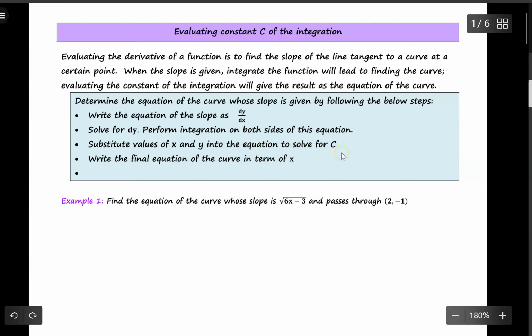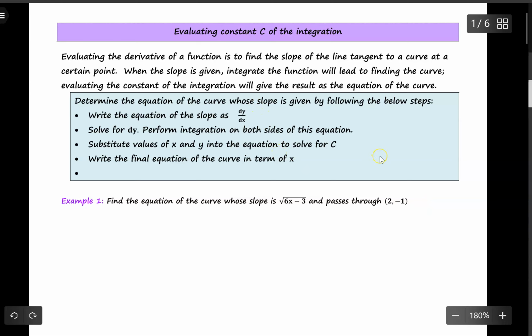But when you integrate, you make sure that you add the constant c. So after you have the constant c, given the values of x and y listed in this case, you can substitute x and y into your equation, and c becomes just an unknown in that equation, and you can solve for c. And then you can write the final equation of the curve in terms of x. Okay, so I just listed all the theory and explained all of these steps for you, but when I go over the example, I believe it will clarify all of these steps.